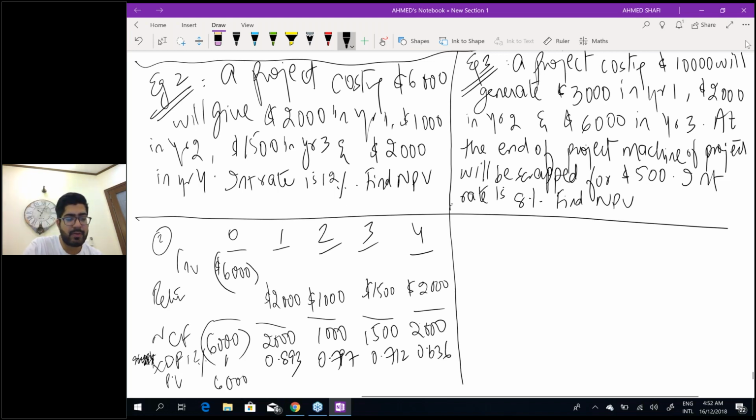Let's multiply these net cash flows with the discount factor. 6,000 into 1 is 6,000 negative. 2,000 into 0.893 is 1,786 positive, 797 positive, 1065, 1272. If we net them all, NPV is 1080 negative, indicating project should be rejected. Any questions with respect to example 2, please ask.